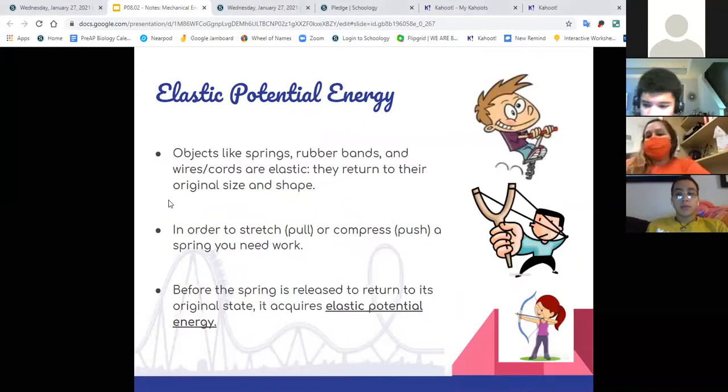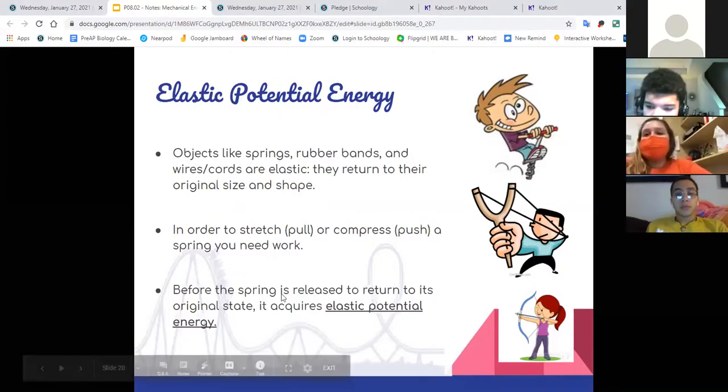Now we have elastic potential energy. These are going to be for objects like springs, rubber bands, wires or cords. Like if you're ever playing guitar, that's elastic potential energy. In order to stretch or pull something or to compress and push something, you need to do work. Before the spring is released to return to its original state, it requires elastic potential energy.